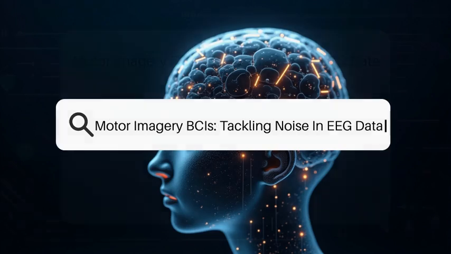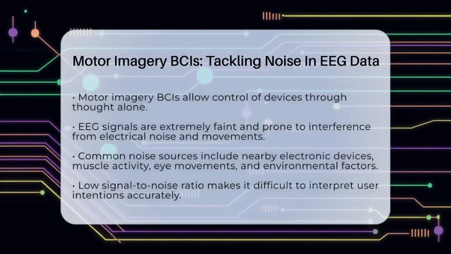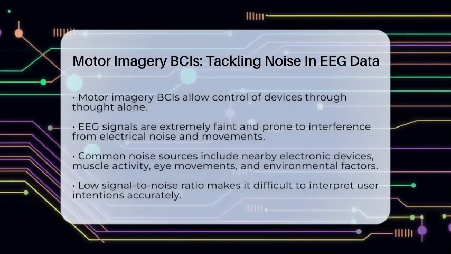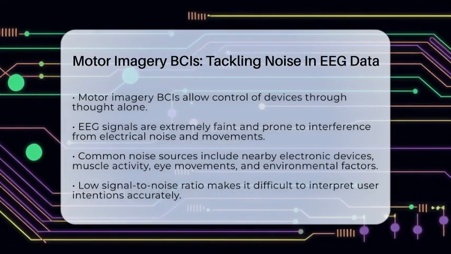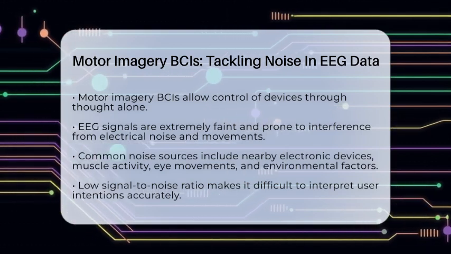Motor Imagery BCIs, tackling noise and EEG data. Imagine controlling a computer or a prosthetic limb just by thinking about moving it. That's what motor imagery brain-computer interfaces aim to do. But there's a big hurdle they face: noise in the EEG signals.